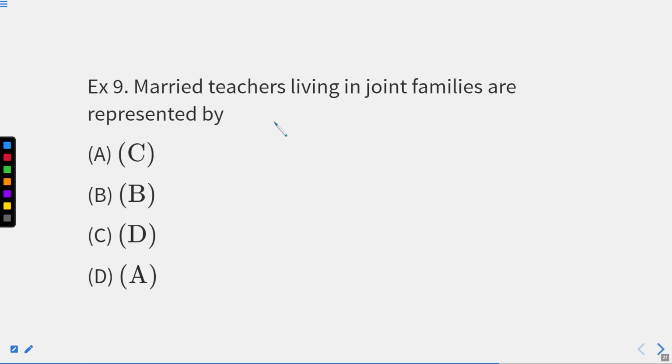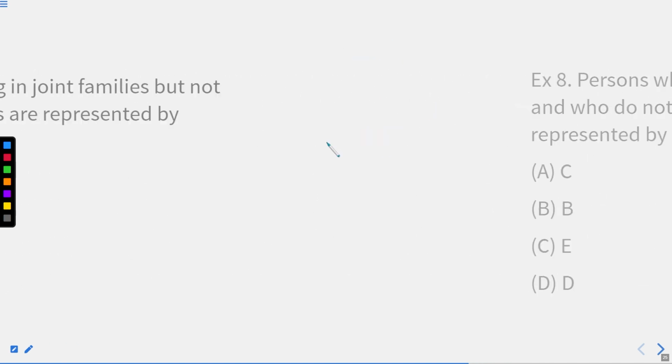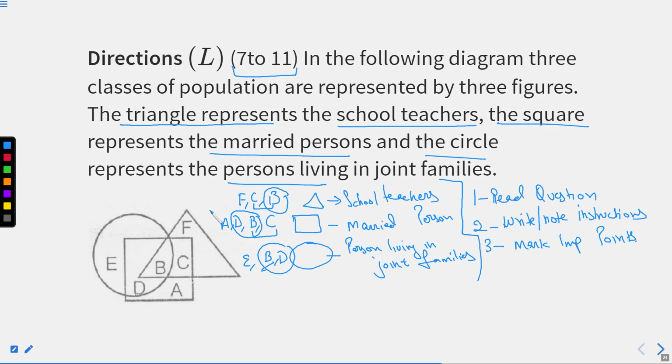Married teachers living in joint family are... It means the person should be married, the person should be a teacher, and should live in a joint family. So we need all three things. This you can also solve with the help of the diagram. You need to find which thing is present in all three figures, in circle, square and triangle.